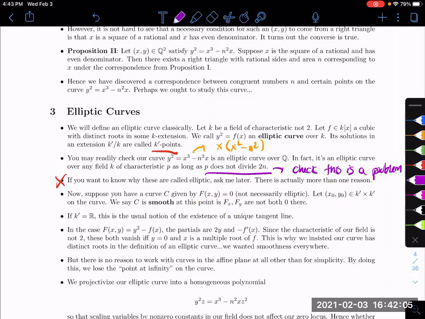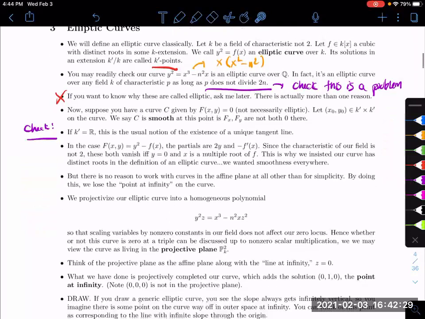And you can check this. You can check that if K prime is, for example, the real numbers, that this is just the usual notion of the existence of a unique tangent line at this point. Okay, so this is the correct definition of smoothness. Although in fact this is more of the definition of regular, but over suitably nice fields, they're the same notion.